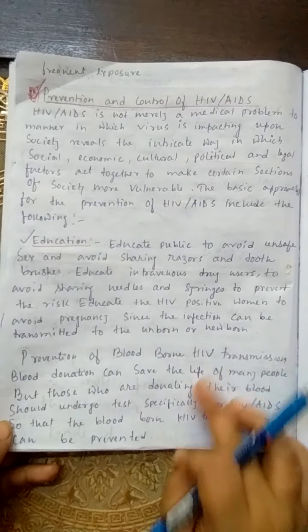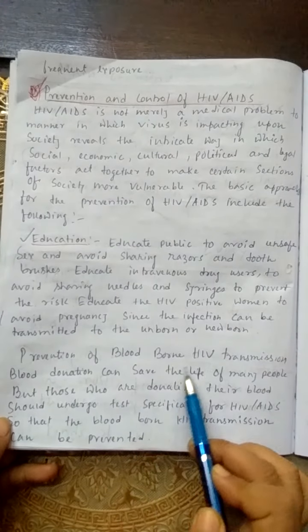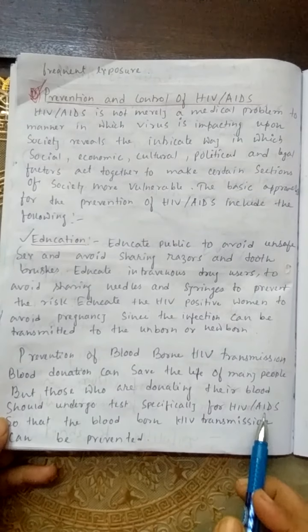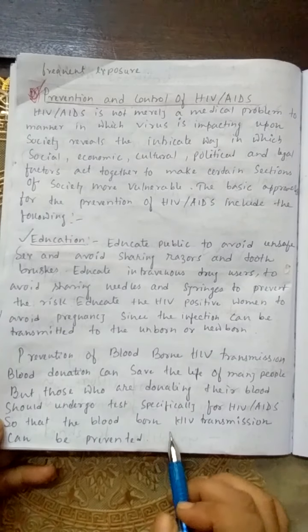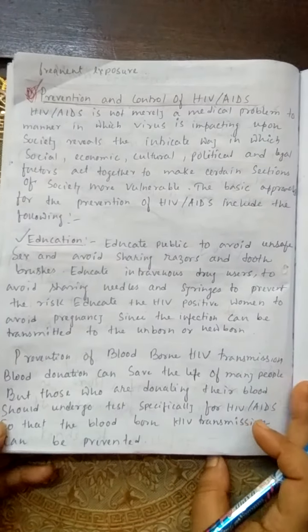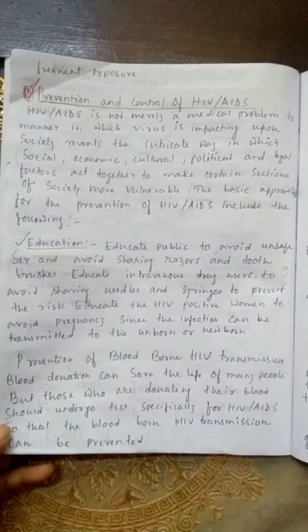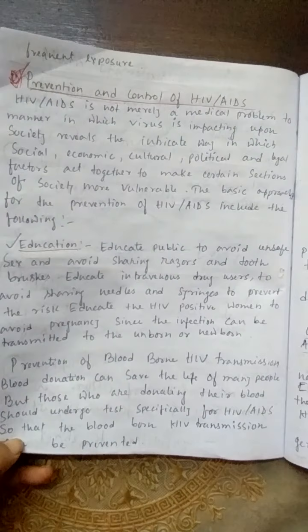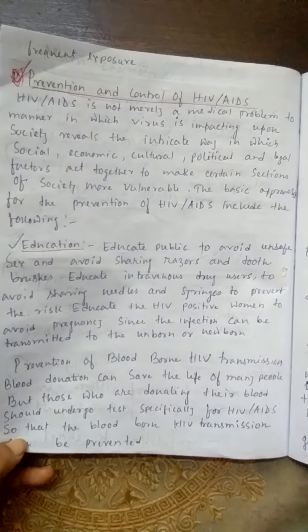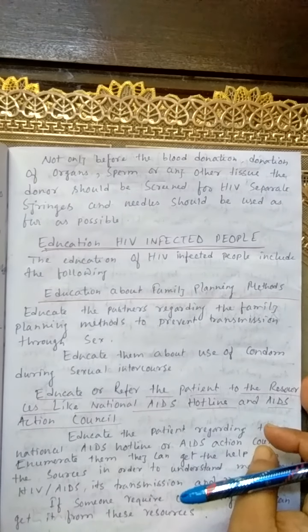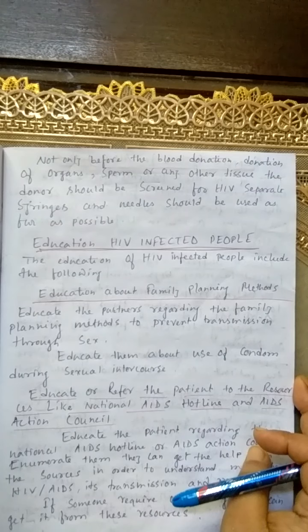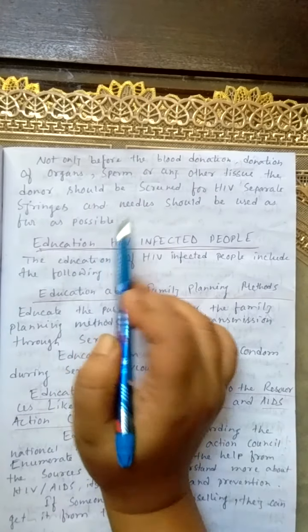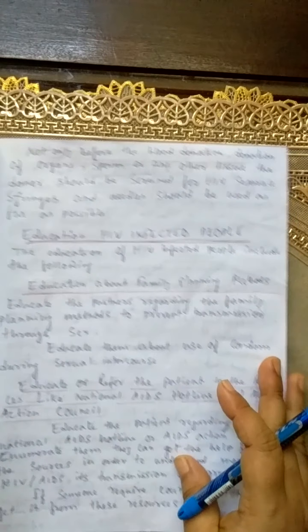Prevention of blood-borne HIV transmission. Blood donation can save the life of many people, but those who donate their blood should undergo tests specifically for HIV/AIDS, so that blood-borne HIV transmission can be prevented. Whoever donates blood should have it tested before donating. Not only before blood donation but also before donation of organs, sperm or any other tissue, the donor should be screened for HIV. Separate syringes and needles should be used as far as possible. This is some prevention to control AIDS.